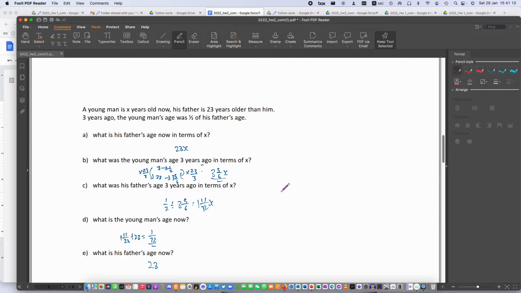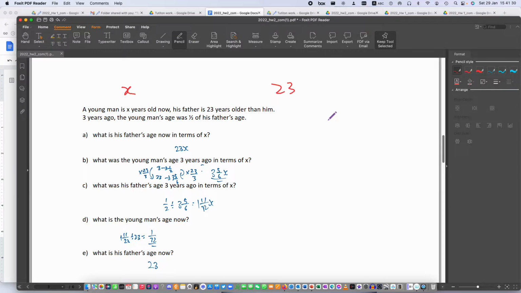So what is the father's age in terms of X? So the young man is X. The father is 23 years older than him. So he must be 23 years older. Older means what? Times.